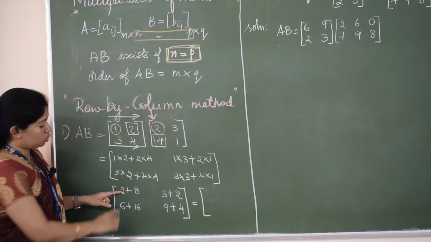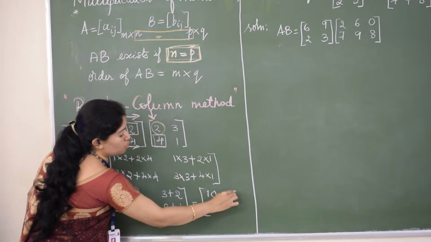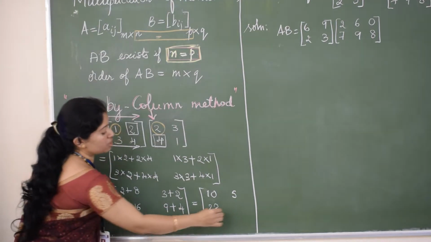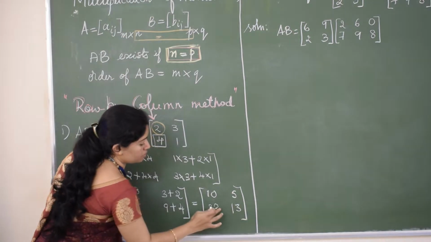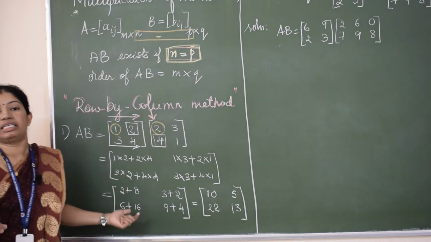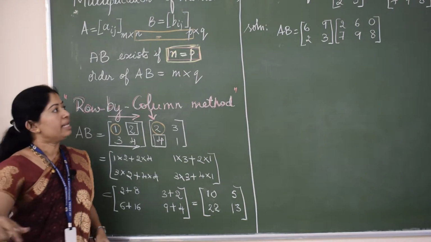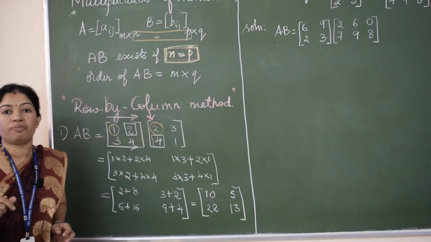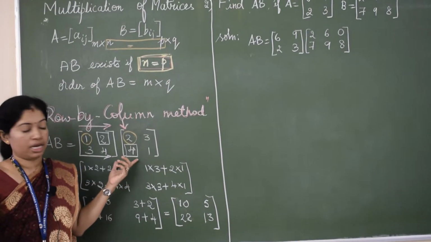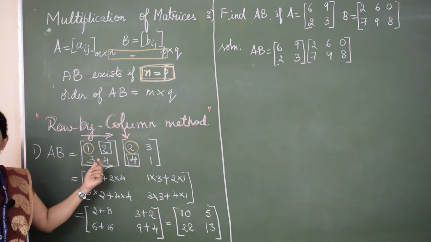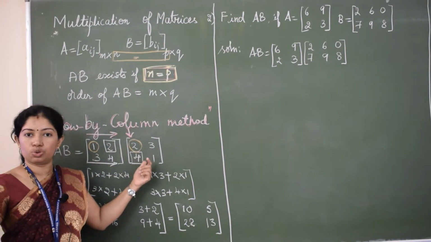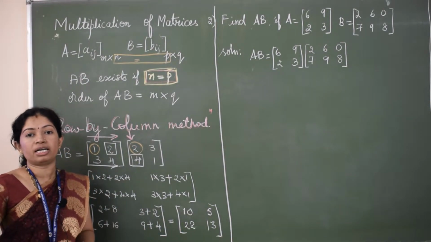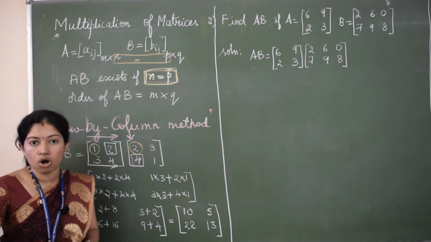Simplify further. So 2 plus 8 is 10. 3 plus 2 is 5. 6 plus 16 is 22. And 9 plus 4 is 13. So like this we will multiply two matrices. Next we will take another problem. Here we took what kind of matrices? Matrices of the same order. Matrix A is of order 2 cross 2, B is also of order 2 cross 2. So the product also we got as a 2 cross 2 matrix. If you take same order matrices, the product will be of that order itself.